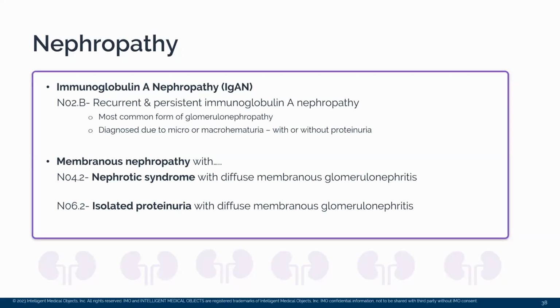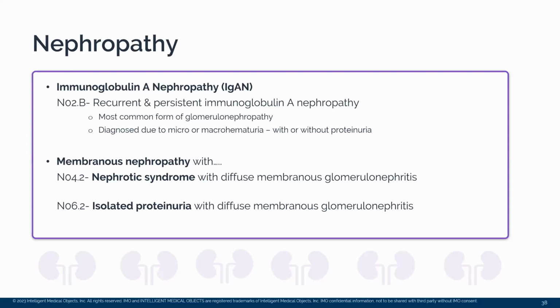Immunoglobulin A nephropathy is the most common form of glomerulonephropathy. The condition is usually diagnosed when micro or macrohematuria is identified without any other cause. Proteinuria may also be present. 25% of patients with this type of nephropathy progress to end-stage renal disease, or ESRD.